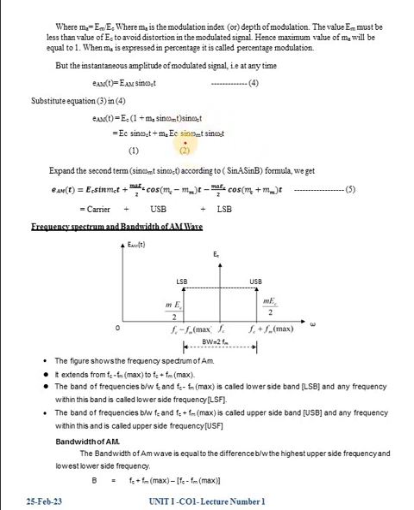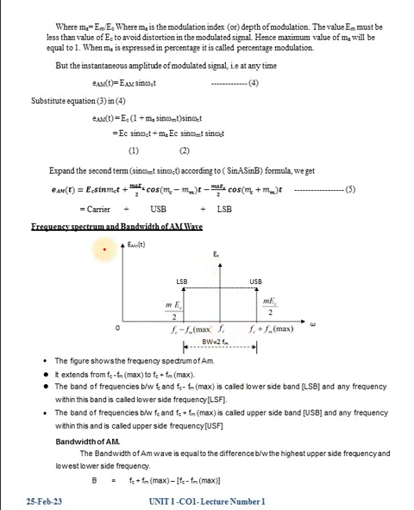Expanding sin A sin B, we will get cos A minus B minus cos A plus B, divided by 2. So EAM of t is equal to EC sin omega CT plus MA EC by 2 into cos of omega C minus omega M into T, minus MA EC by 2 cos of omega C plus omega M into T. The first term represents the carrier signal, the second term is the upper sideband, and the third term is the lower sideband. The frequency spectrum and bandwidth of the AM wave can be derived from the above AM equation.